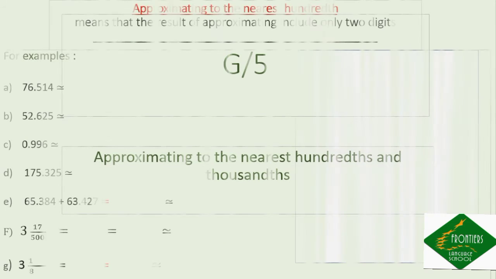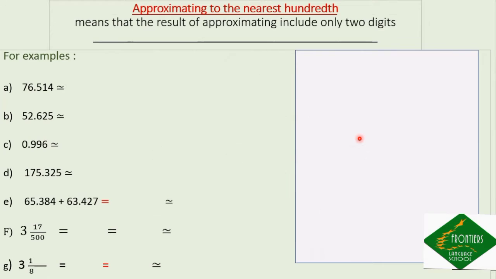Hi students, today we are going to talk about approximating to the nearest hundredth and nearest thousandth. Approximating to the nearest hundredth means that the result of approximating includes only two decimal digits. We have 76.514. We want to approximate to the nearest hundredth.